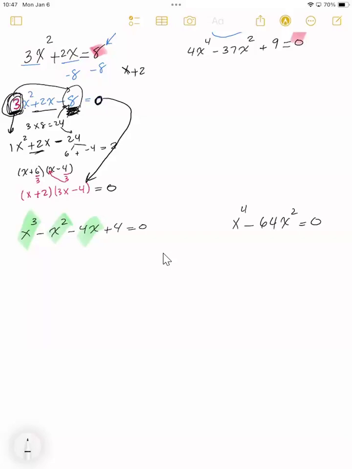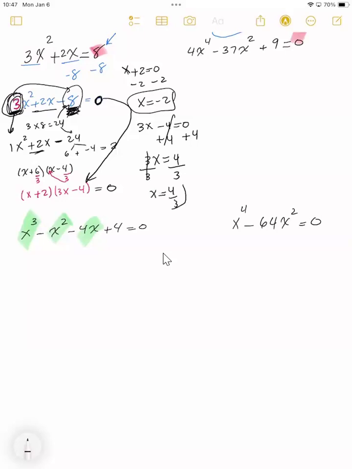Now I set each factor, x plus 2 equal to 0, and solve. I get x is negative 2. That's one of the answers. And then I set 3x minus 4 equal to 0. I add a 4 to both sides. I get 3x is equal to 4. Divide both sides by 3. I get x is 4/3. So the solution to this problem is negative 2 and positive 4/3.